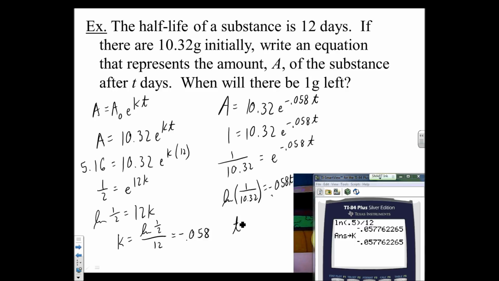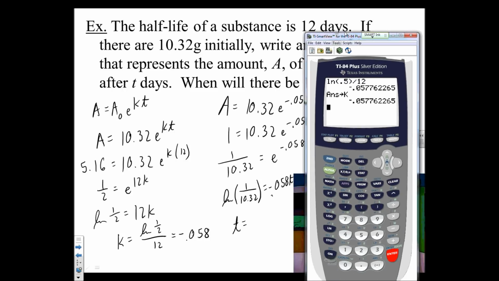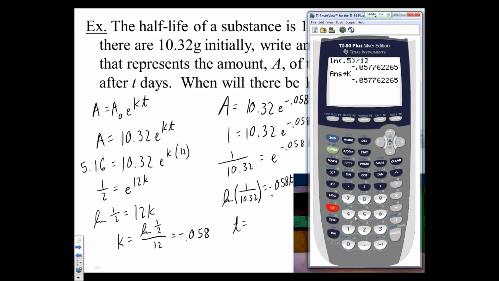Divide. So on my calculator, I am doing the natural log of 1 divided by 10.32. So there's my natural log. Remember, we're going to divide by this number, but don't retype that decimal. I'm going to divide by K. That's what I called my decimal. So if I hit enter, 40.408. And I think here we're talking about days.